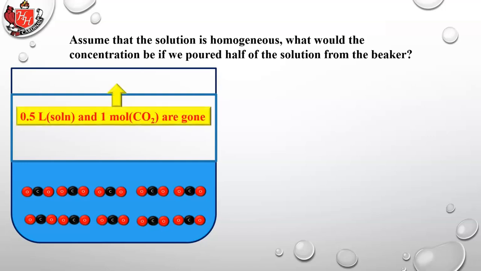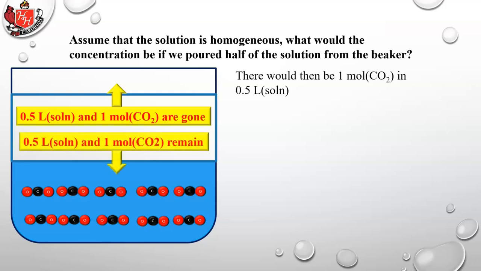So there we did it. We poured half of the solution out of that beaker. So now we have half a liter of solution and 1 mole of CO2 is gone. So what's the new concentration? Well, when you do the math, it's 1 mole of CO2 over half a liter, which is still a 2 molar solution. It's still a 2 molar concentration, the same as it was before.